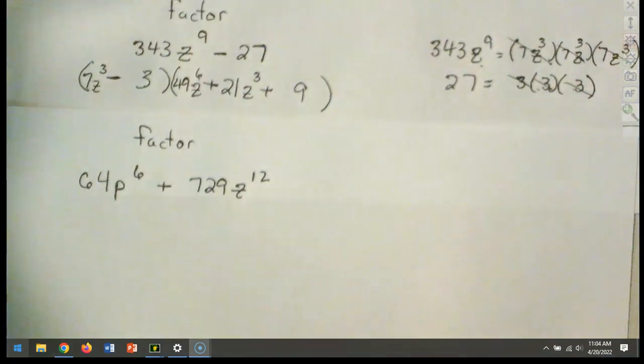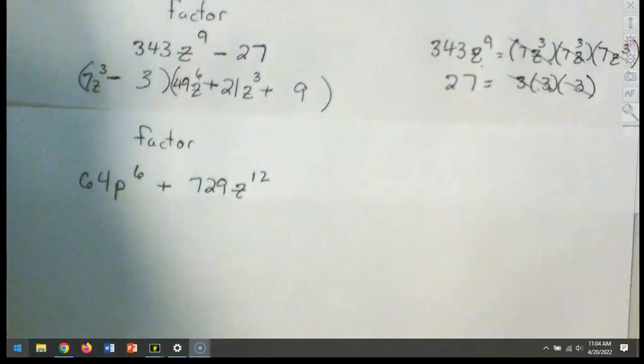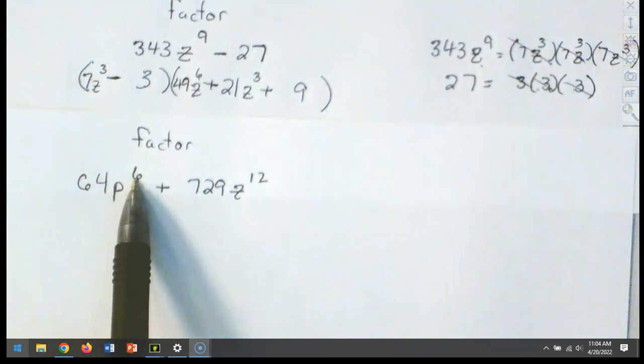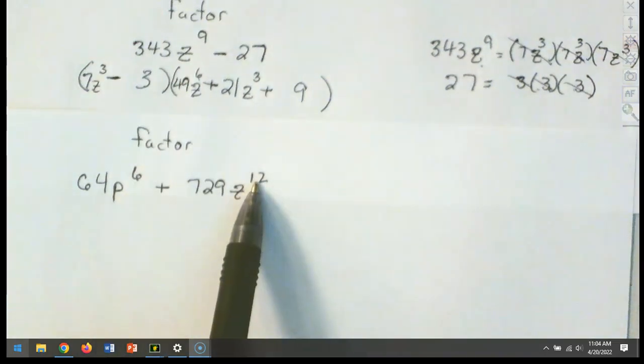64, going up to our table, perfect cube of 4. 729, perfect cube of 9, right? And p to the 6th, well, 6, is that divisible by 3? Yep. 12 is also divisible by 3.